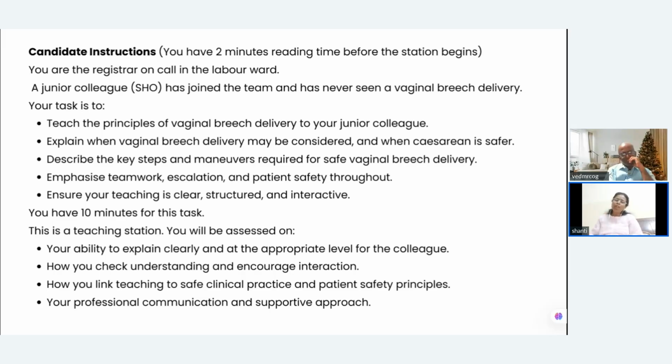Once we have delivered the baby, we have to clamp and cut the cord, and then we have to take the cord blood pH, and hand over the baby to the pediatrician.